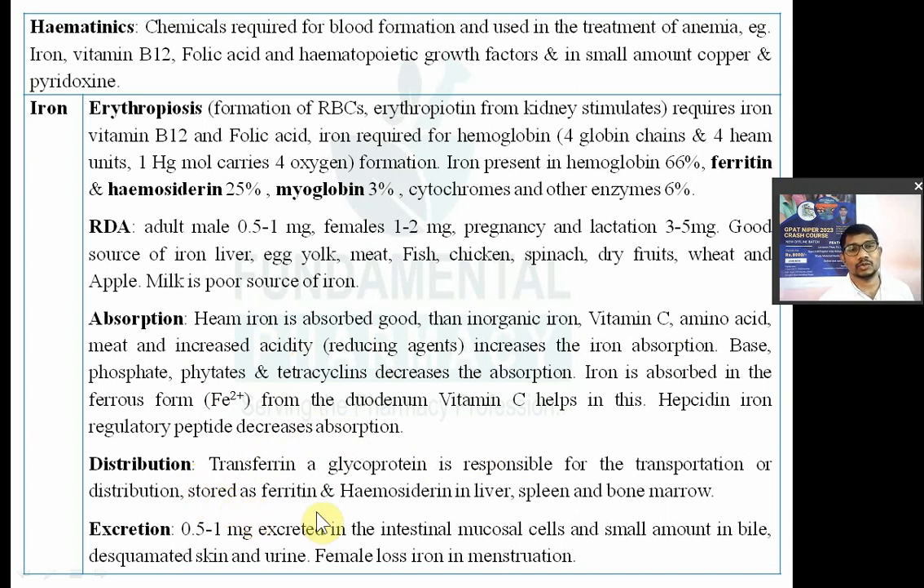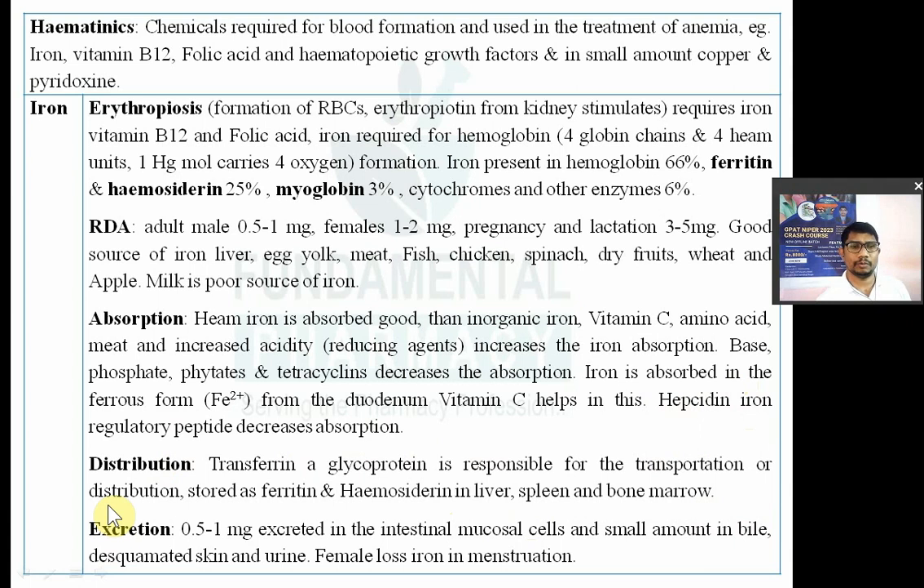Now iron is stored in the body in the form of ferritin or hemosiderin in the liver, spleen and bone marrow. Or there is one more peptide known as hepcidin. Hepcidin is an iron regulatory protein which decreases the iron absorption. क्वेश्चन इसके ऊपर भी आ सकता है, ठीक है.